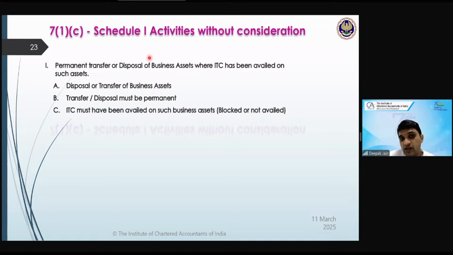Now, the twist in the question is I have not sold it, I have disposed of it. There's a difference between sale and disposal, correct? So I have sold it, GST will become payable. Now I have not sold it, but I've disposed of it. Then what will happen? Still GST payable.